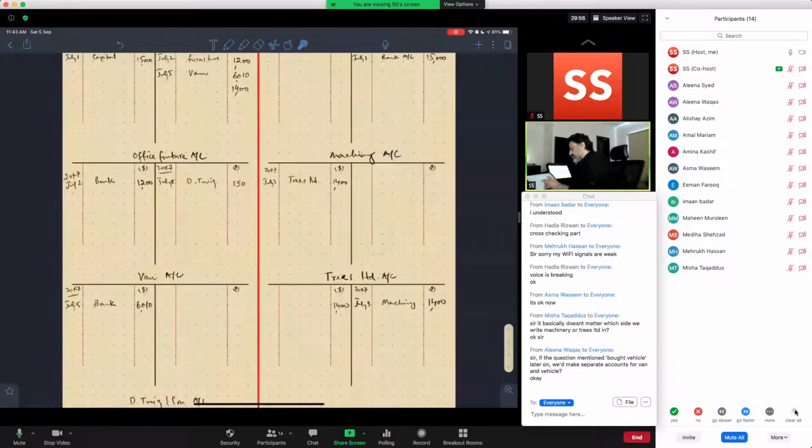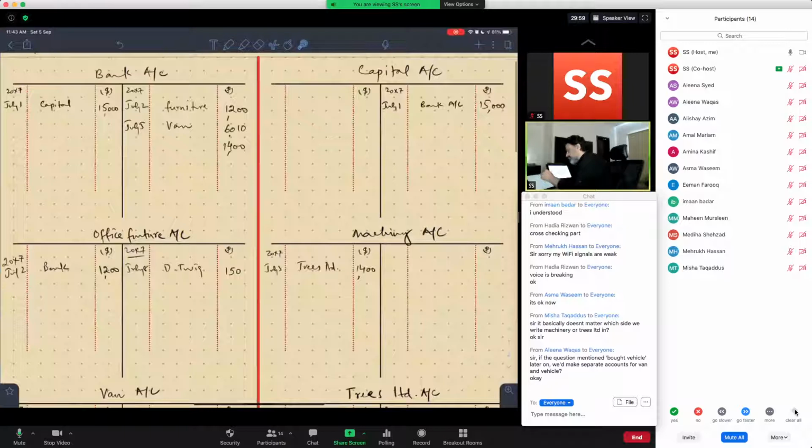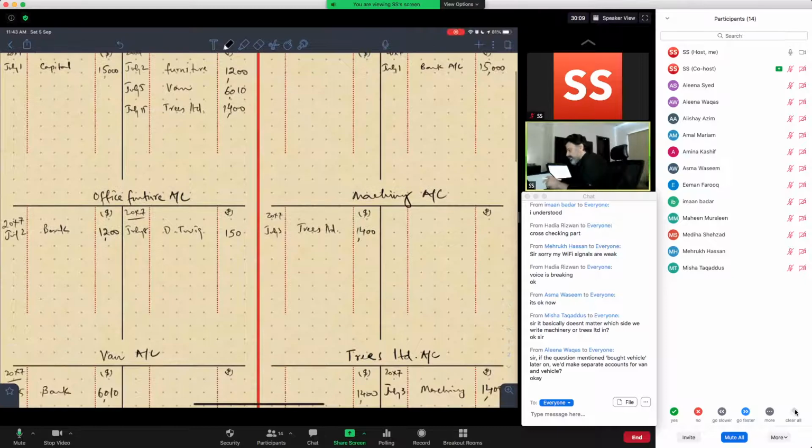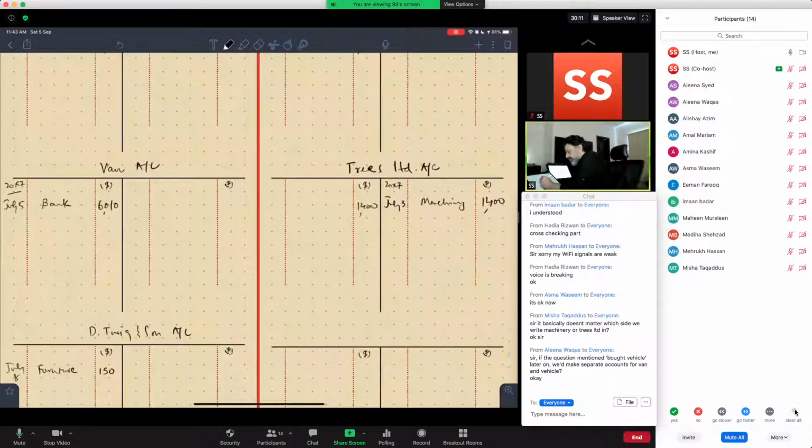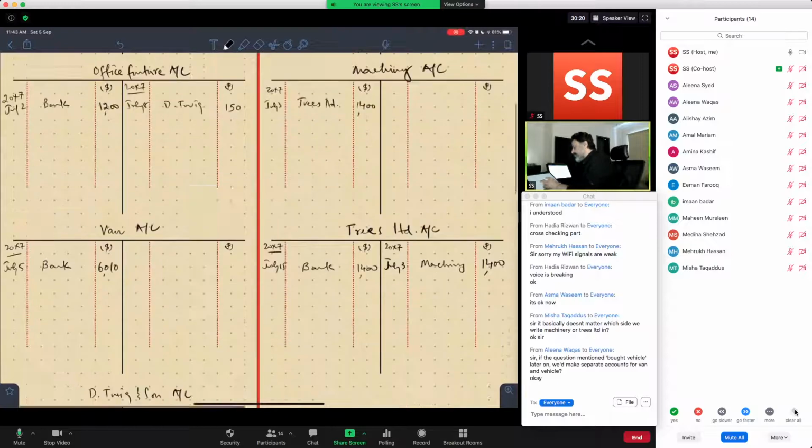And then I'm going to put the cross references in the dates. July 15th, July 15th. In bank account, we are going to refer to Trees Limited. And in Trees Limited account, we are going to refer to the bank account on July 15th, 20x7, right? So we understand this transaction.